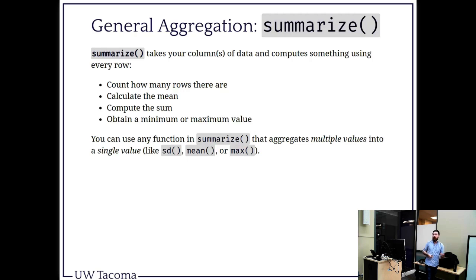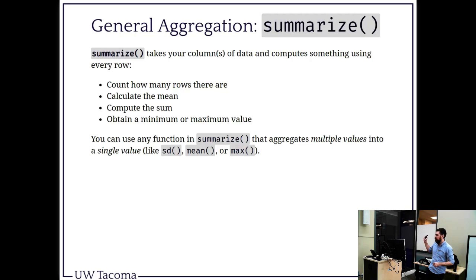Maybe obtain its minimum or its maximum value. Inside of summarize, it works like mutate, but you can only use functions to generate a variable inside summarize that will take multiple values and return a single value. Things like standard deviation, mean, max, min, first, last. Those will return a single value. They will work inside of summarize.